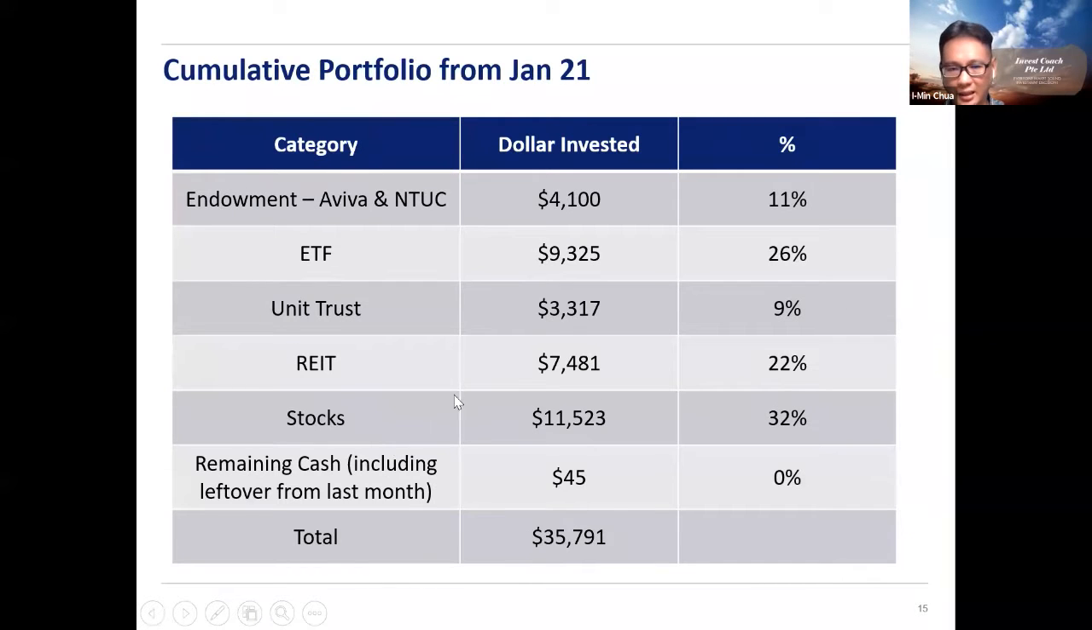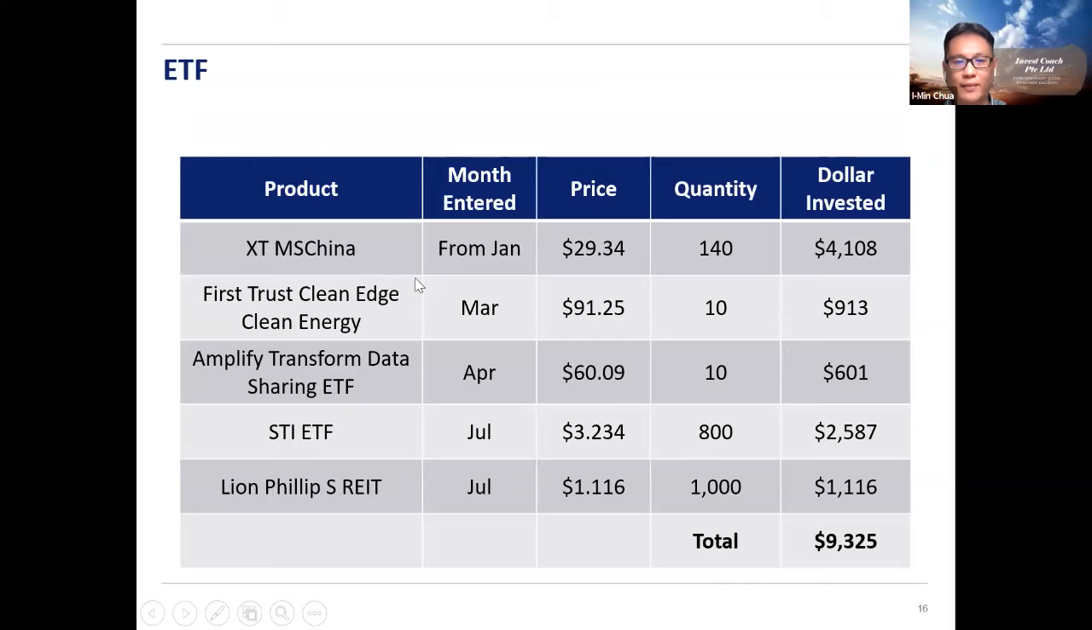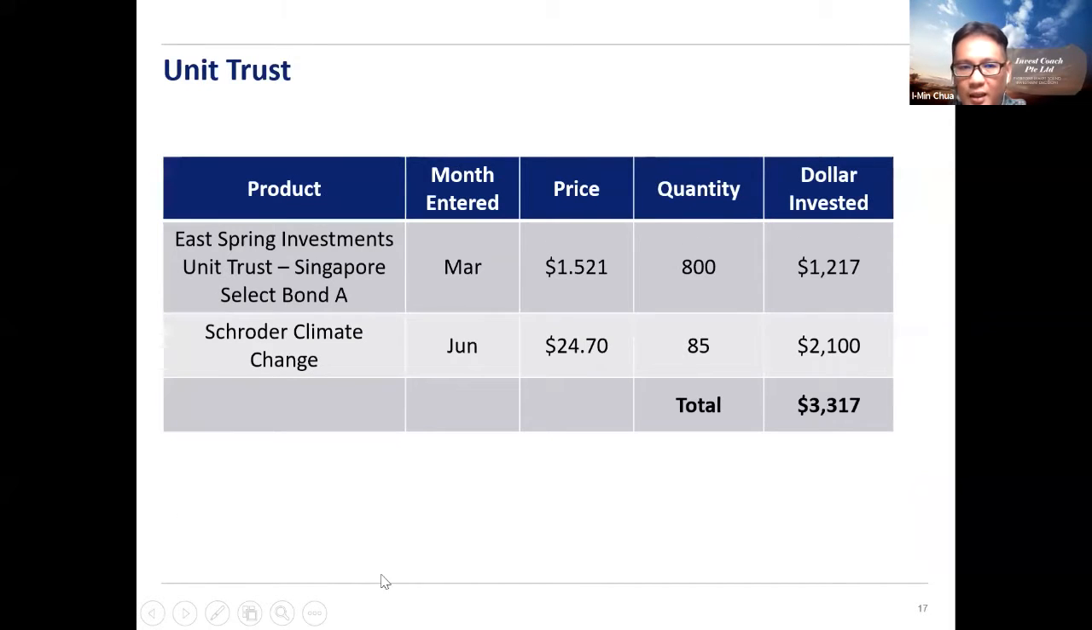So this is the current allocation. For my ETF, these are all the ETFs I have purchased so far. From January, I got the China ETF, then First Trust QCLN, which is all the energy, batteries, Tesla and so on. Then Amplify, which is on Bitcoin. Last month I got into the STI ETF and Lion Philip ETF. This is what I bought since January. For unit trust, I did some ESG, Schroders Climate Change, and I bought a bond fund here.